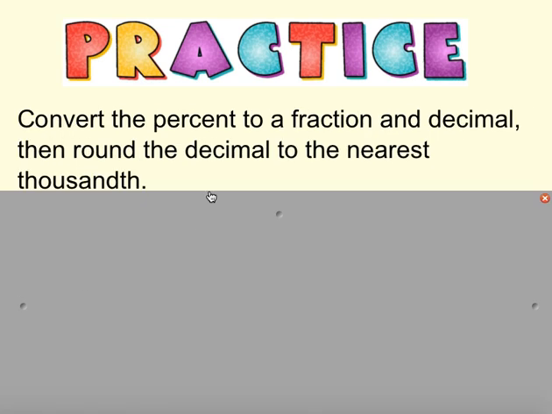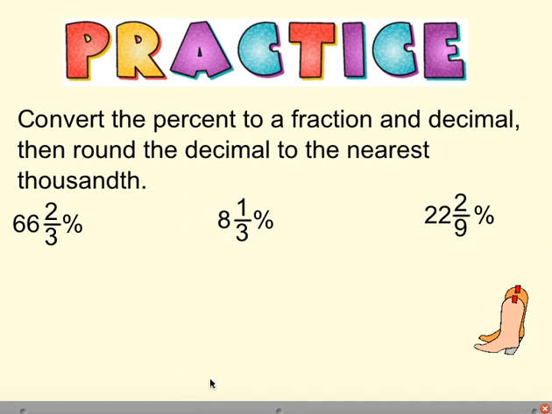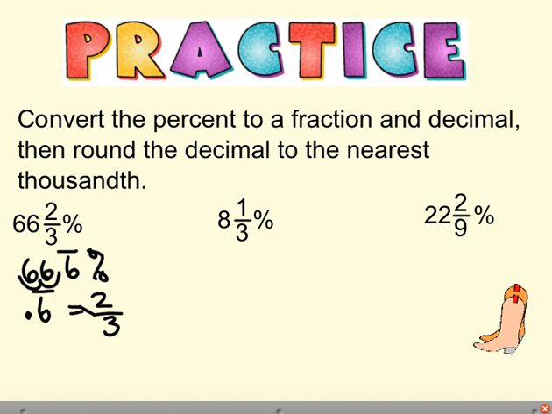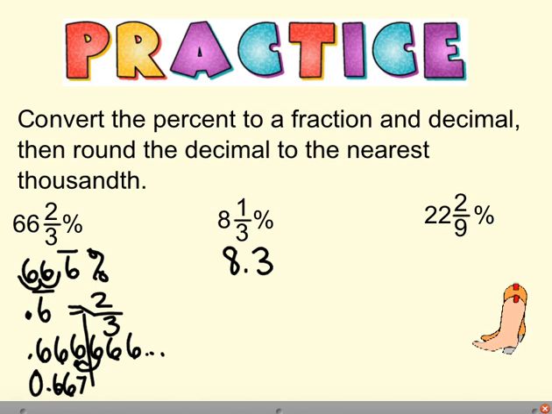All right, convert the percent to a fraction and decimal, then round to the nearest thousandth. Okay, so 66 2/3, well, that's like 66.6 repeating percent. Move it back twice and we get 0.6 repeating. Well, that's just 2/3. But rounded to the nearest thousandth, I would have 0.66. It's going to go on forever. But if I want just to the thousandths place, that means that the 6 is telling me I need to round up to 0.667.